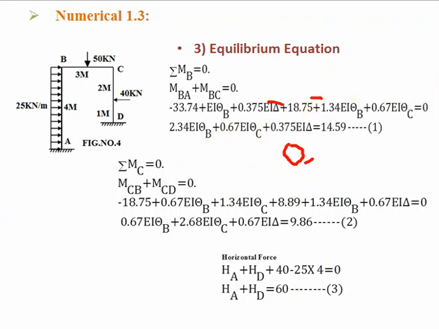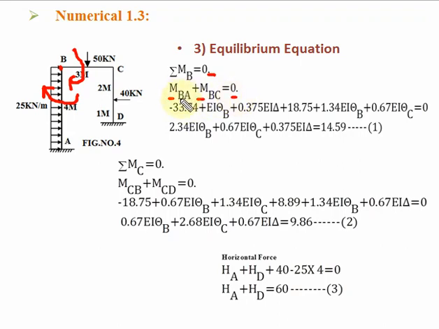So here the equilibrium equations are, first, for joint B. For joint B, two members are connected, BC and BA, so they will develop moment about joint B. Whatever moment comes from BA and BC, their summation should be equal to 0 to maintain equilibrium. So summation of moment about B should be equal to 0. So MBA plus MBC is equal to 0.